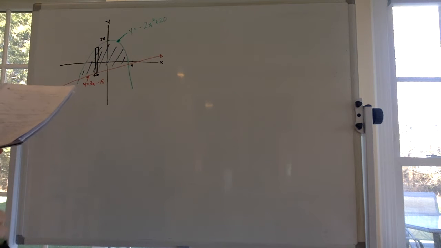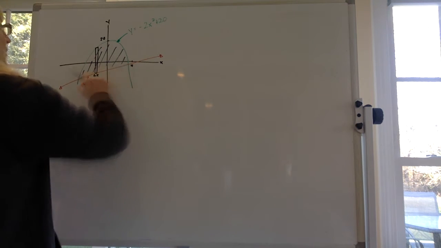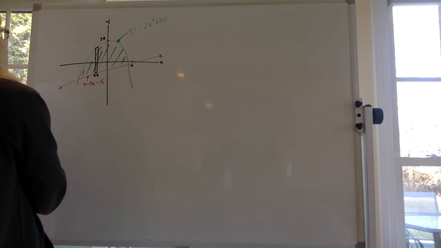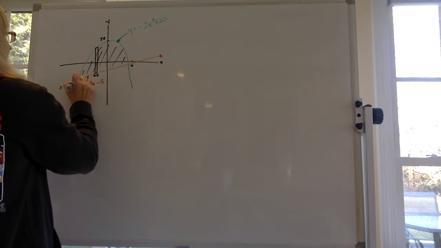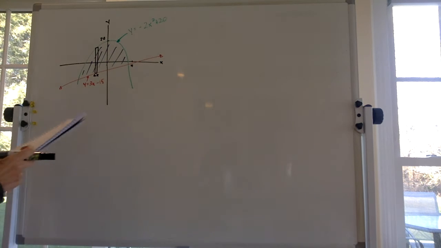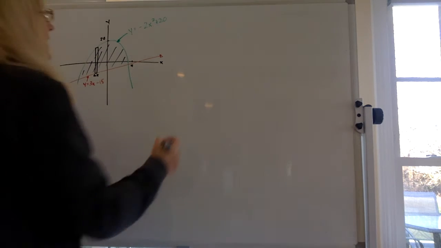So what do we have to do? The first thing we have to do is figure out what x values this shaded area goes from. We don't know where it intersects, right? What's the x value here where it intersects, and what's the x value there? So that's the first thing we have to do: figure out where these two graphs intersect. How do we find where two graphs intersect?